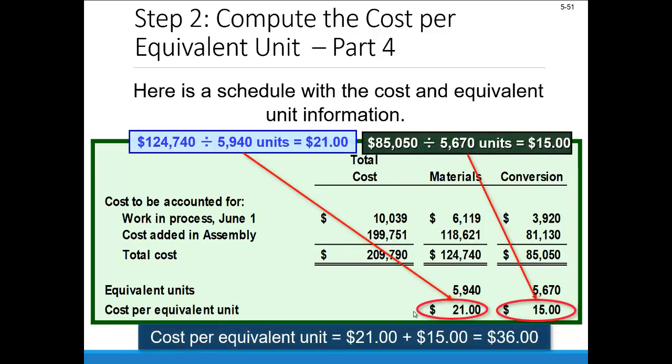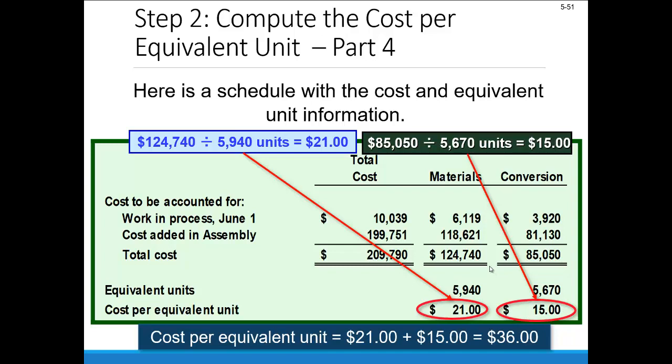So to come up with that cost per equivalent unit with respect to materials, we're going to take the total materials costs, so that's the cost sitting in beginning work in process, plus the cost added during the period, 124,740 in total, divided by the equivalent units of 5,940, and that's a cost per equivalent unit of $21 even with respect to materials. Same idea for conversion. All the conversion costs, the stuff sitting in beginning work in process, plus all the costs added during the period, divided by the 5,670 equivalent units with respect to conversion, gives us a cost per equivalent unit there of $15.